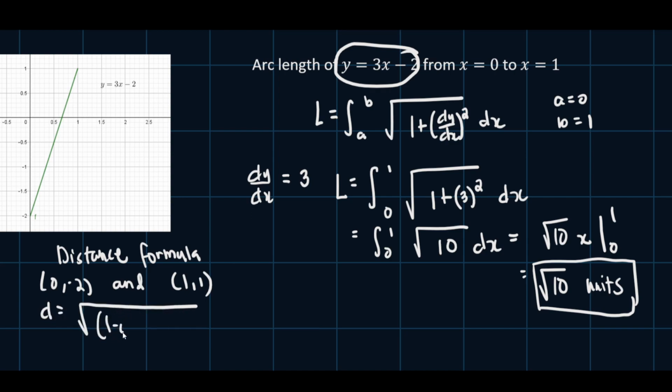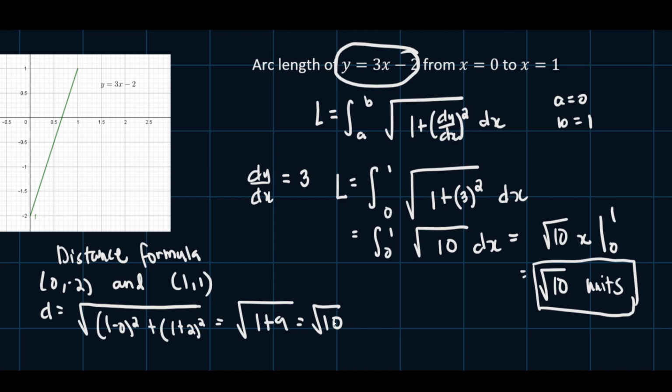So, we have 1 minus 0 squared plus 1 minus -2. So, 1 plus 2 squared. That gives us square root of 1 plus 9, which is, again, square root of 10. Okay, so simple yung example na to kasi line lang siya.